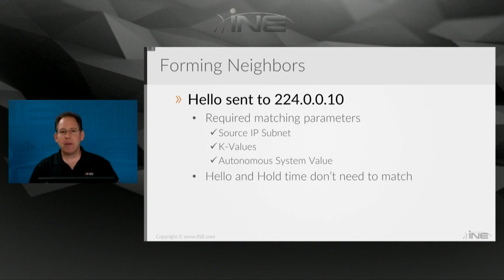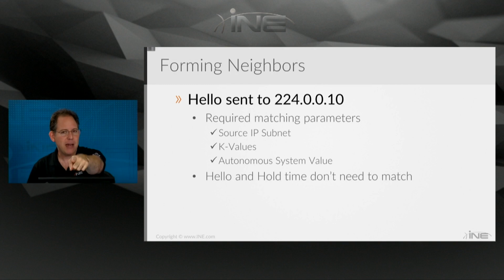The source IP subnet. These EIGRP packets are contained in an IP header. So when I send you an EIGRP packet and I send it to 224.0.0.10, I'm going to use my source IP address as the source, obviously. Let's say that there was some misconfiguration between the two of us, and I was 1.1.1.1 and you were 11.11.11.11. Somebody mistyped the IP address.